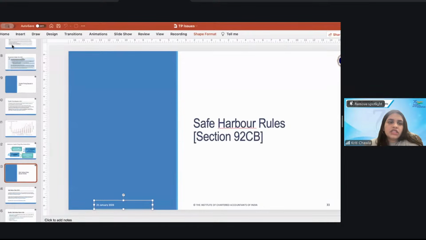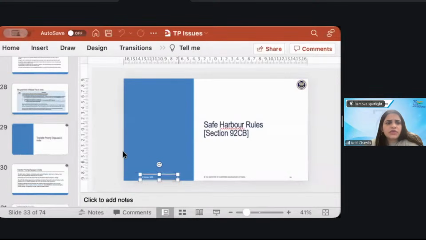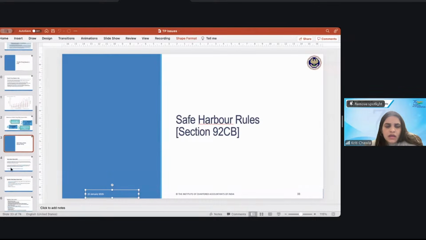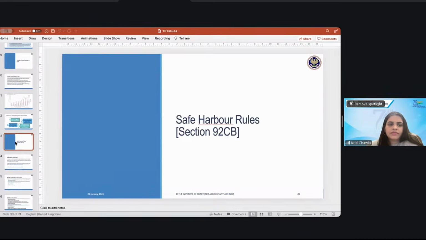Okay, coming back to these slides to see what exactly these safe harbor rules are. Anyone who has heard this before? Safe harbor rules? Okay, anyone who's heard about safe harbor rules before? Can you tell us what you think they are? What are safe harbor rules?